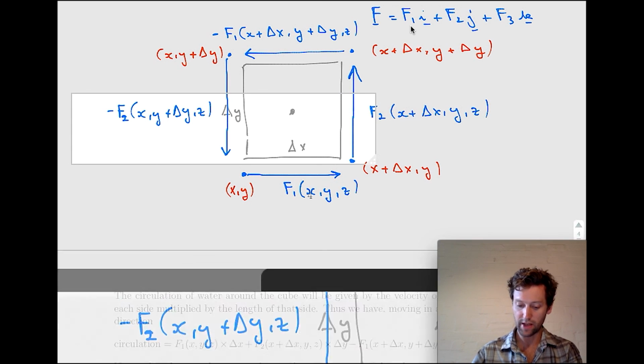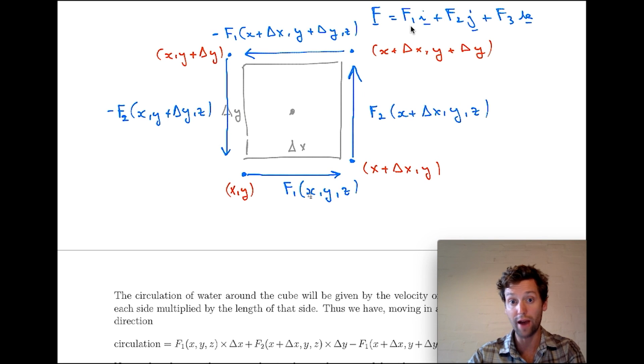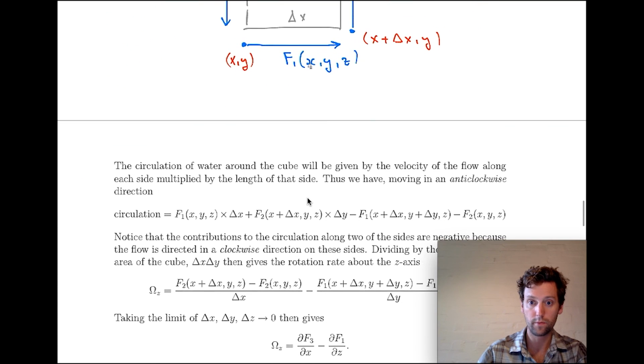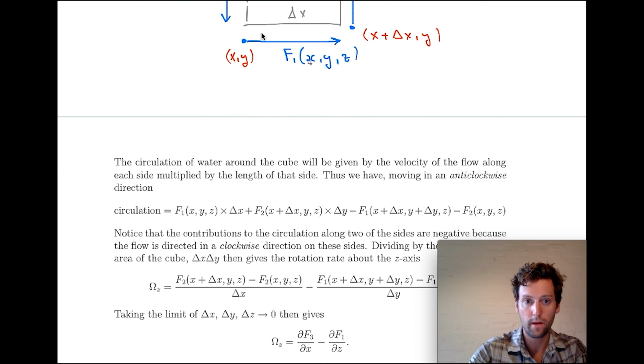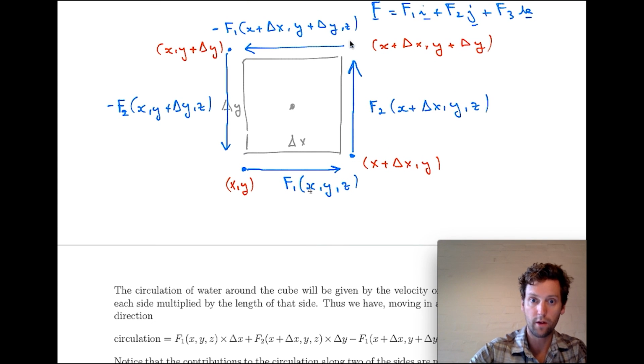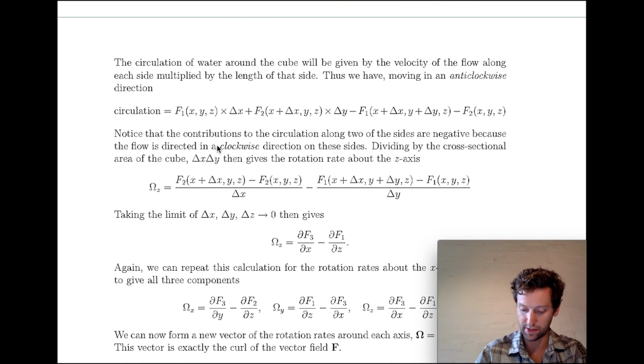Okay, so now I have all the pieces I need to calculate the net circulation around this cube. The net circulation is going to be given by the flow along the bottom multiplied by the distance we've moved, delta x, plus the flow along this side times the distance, delta y, plus the flow along this side, which is minus F1 times this distance, delta x, plus the flow along this side, minus F2 times the distance. So we get all of these pieces here.